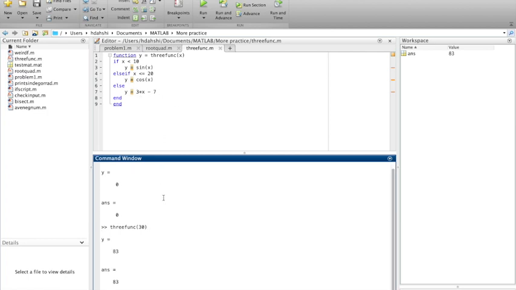And if we do 3func of 4 times pi, that should be in our second interval. And look what we got. We got 1, and that's correct because cosine of 4 pi is 1. So that makes sure that our interval works.